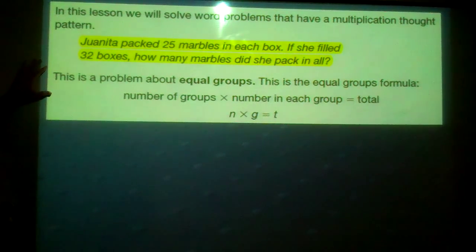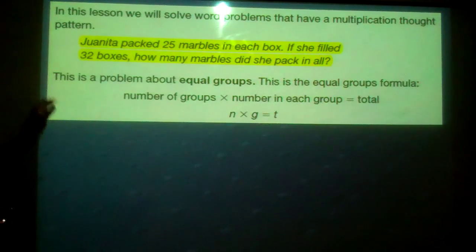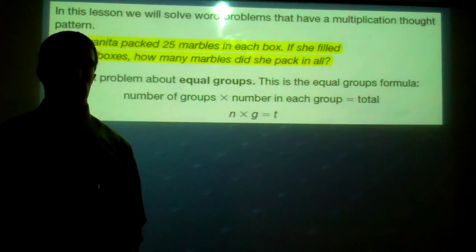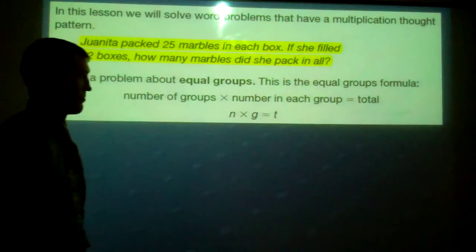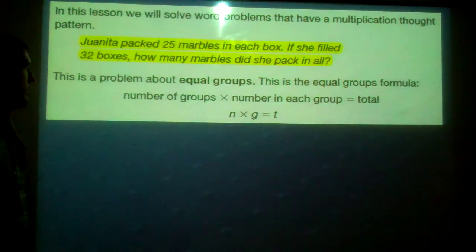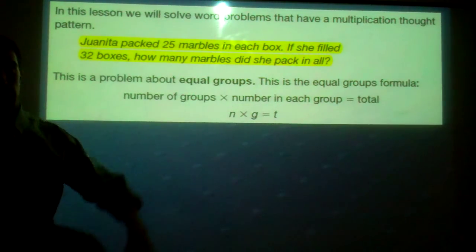So we're going to solve word problems that have a multiplication thought pattern, and usually when we're dealing with multiplication, we're either multiplying, obviously, or doing some sort of dividing, which is the inverse of multiplication. Alright, an example, Juanita packed 25 marbles in each box. If she filled 32 boxes, how many marbles did she pack in all? Well, we have 25 marbles in each box and 32 boxes. So 32 times 25 should give us our total, kind of like this formula. However many groups we have times the number in each group will give us the total. And these would be equal group problems.